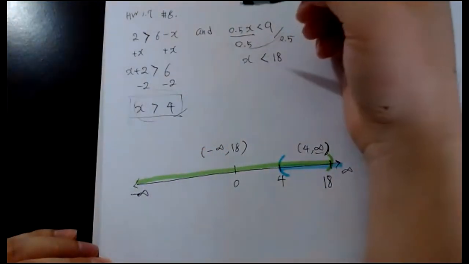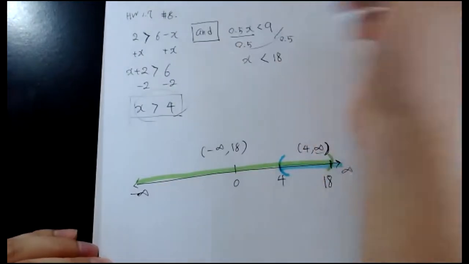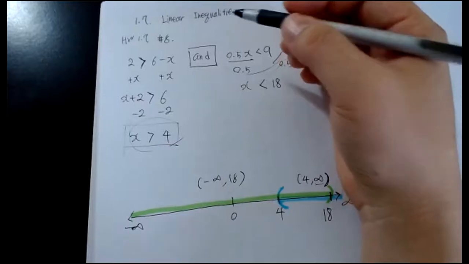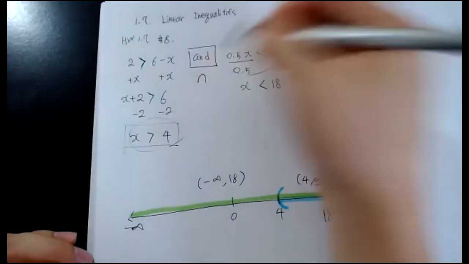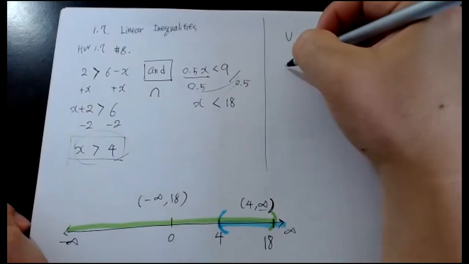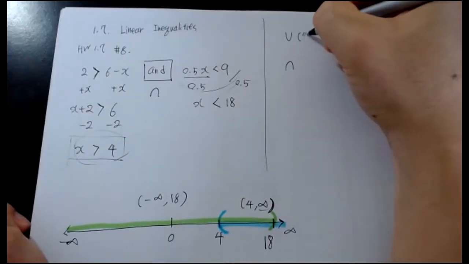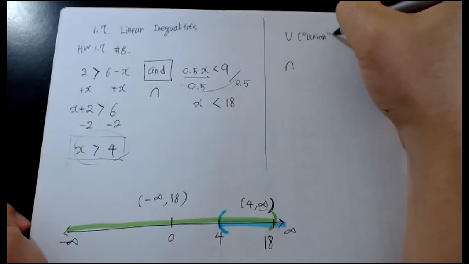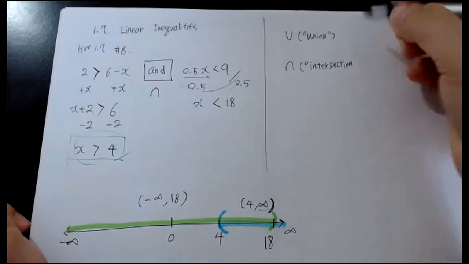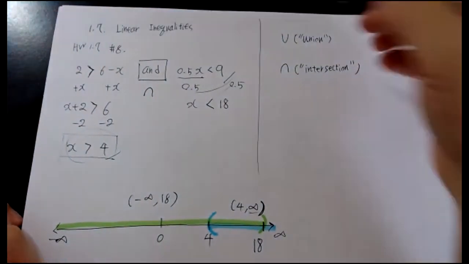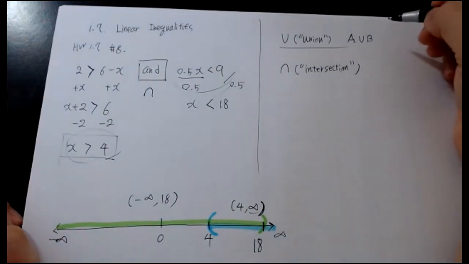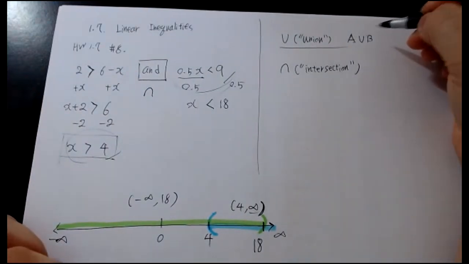Okay. So now you see the "and." Mathematically, "and" can be interpreted as intersection. Remember that last time we learned the two types of connectors, right? Union and then intersection. Union means what? A union B means the set of all numbers belonging to either A or B.